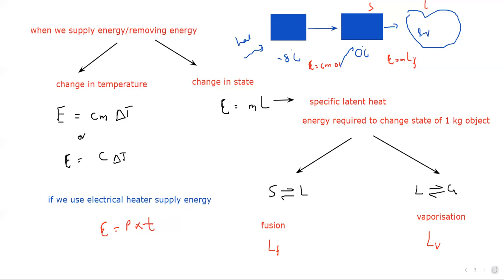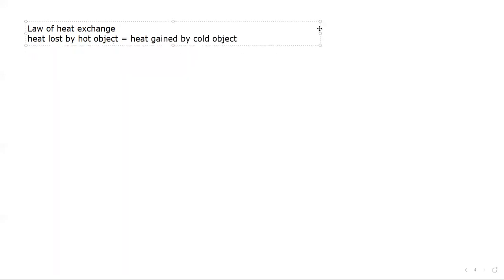And according to the law of heat exchange, heat lost by the hot object is equal to heat gained by the cold object. So heat loss and heat gain will be the same. Energy always transfers from the hot object to the cold object.